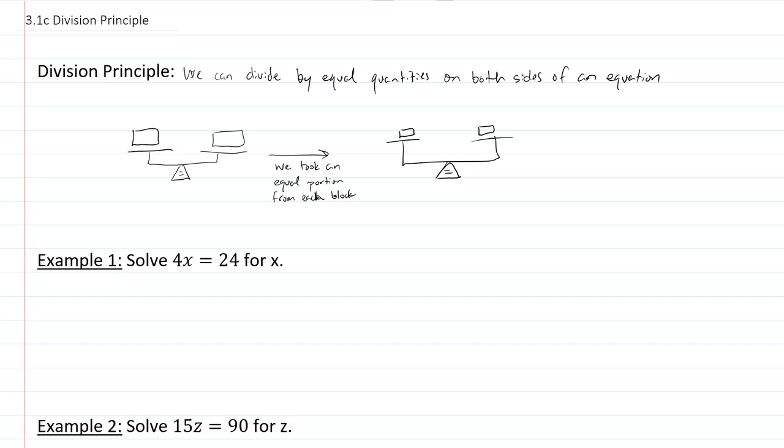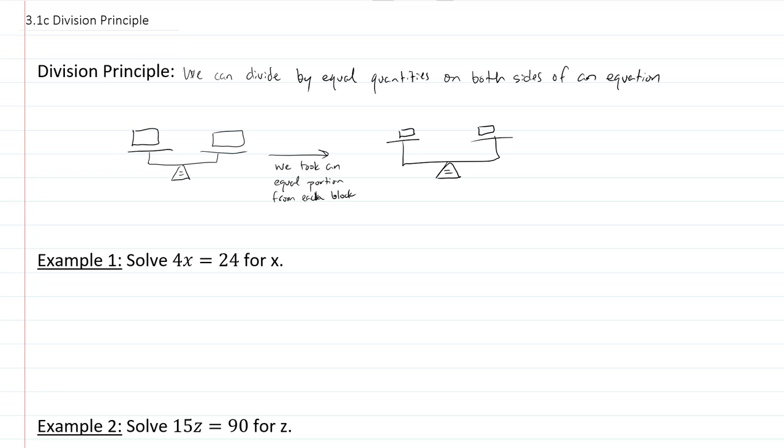So how do we use this to solve equations, though? Like before, we're going to try and undo some operation to get our variable by itself, because solving an equation is just getting all the variables by themselves. So example 1, solve 4x equals 24 for x. We're going to try and get x by itself. Well, how will I do that?